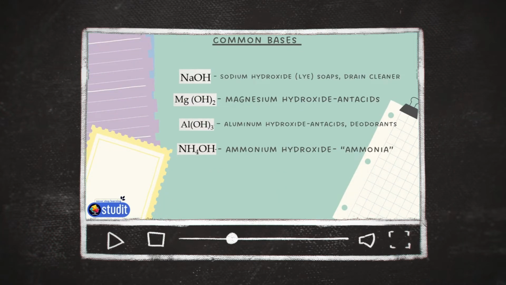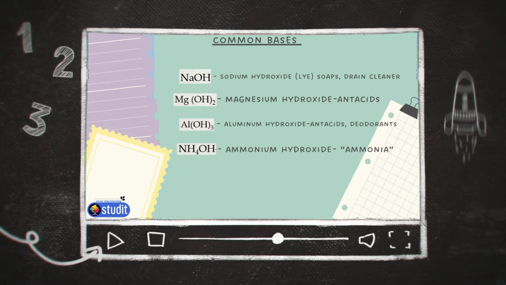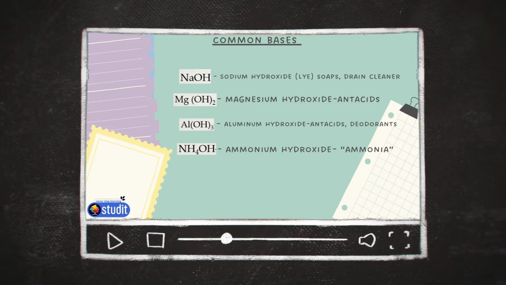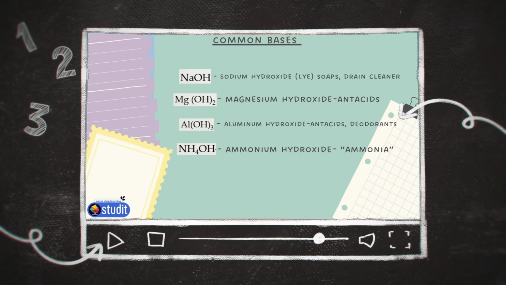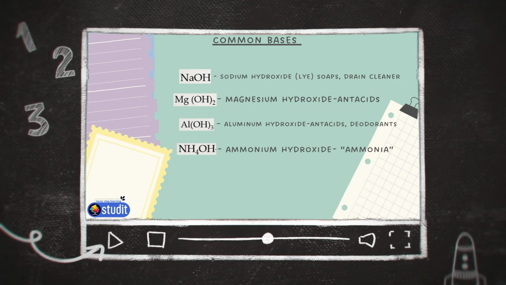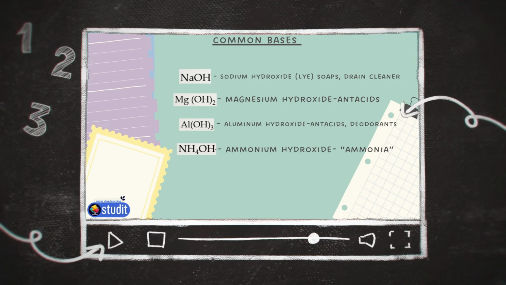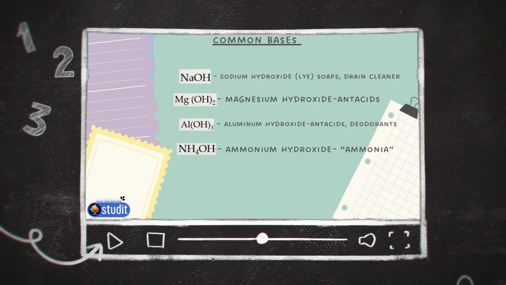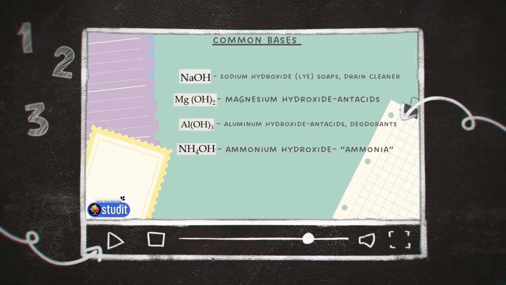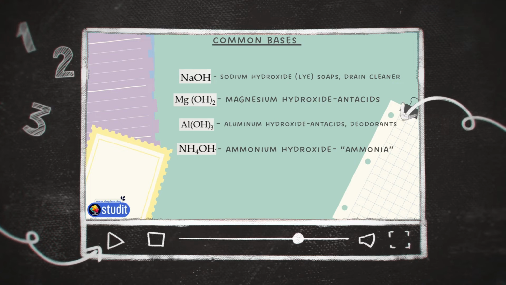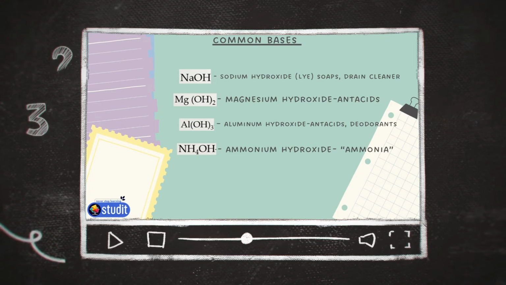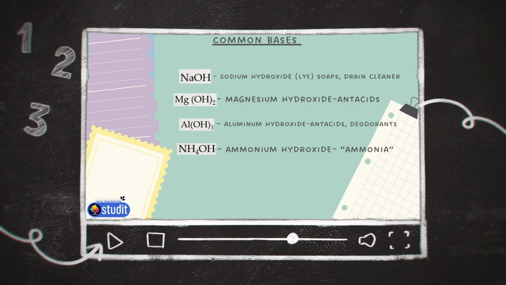Then we know about some common bases, that is NaOH, sodium hydroxide. What do we do with that? It is used in soaps and cleaners. Then magnesium hydroxide, Mg(OH)2, is used as antacids. Then aluminum hydroxide, Al(OH)3, we use in antacids and deodorants. Then NH4OH, that is ammonium hydroxide, which is called ammonia. We use it as ammonia.